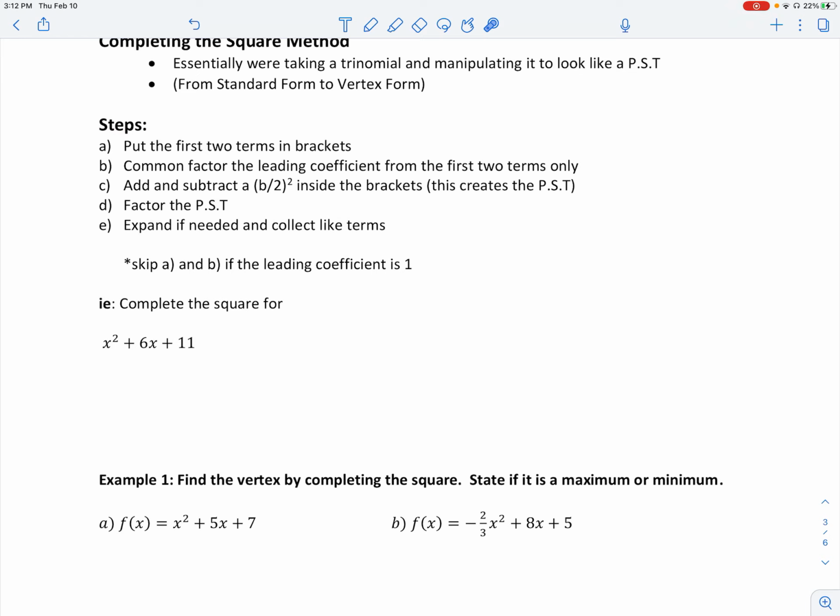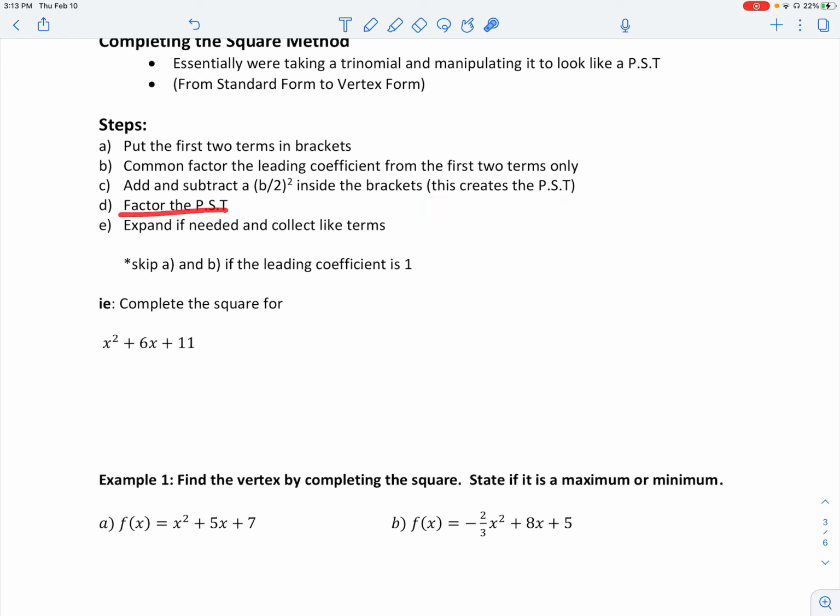Step A: put the first 2 terms in brackets. So when you're given your trinomial, let's say it looks like this, just put the first 2 terms in brackets. Okay. Step B says common factor the leading coefficient from the first 2 terms only. So if you have a 1 for the first term, you don't really need to do this step. Okay. Step C says add and subtract b over 2 squared inside the brackets. This creates a perfect square trinomial.